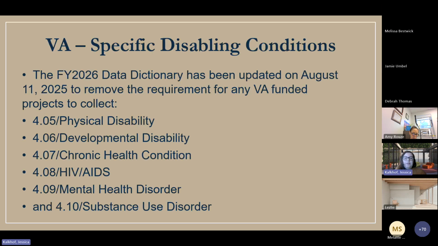The first one is for our VA projects, and it is looking at specific disabling conditions. The fiscal year 26 data dictionary was updated on October 11th, 2025 to remove the requirement for any VA funded projects to collect the following: physical disability, developmental disability, chronic health condition, HIV/AIDS, mental health disorder, and substance use disorder. Those items are found on your barrier screen. At this point, VA funded projects are no longer required to collect those.